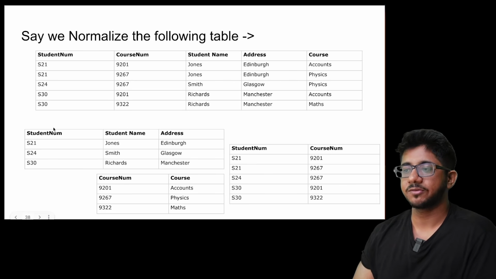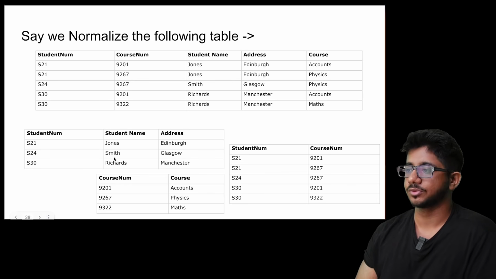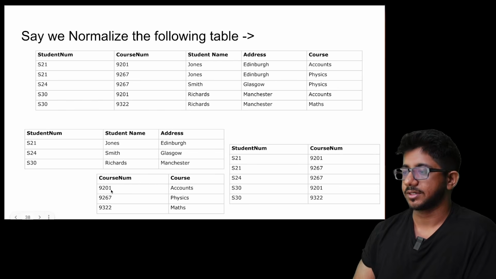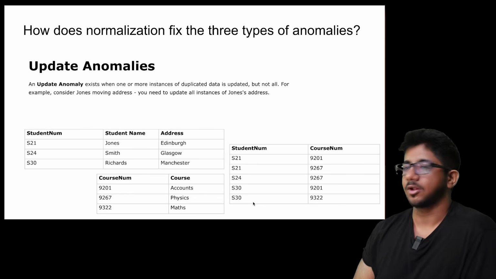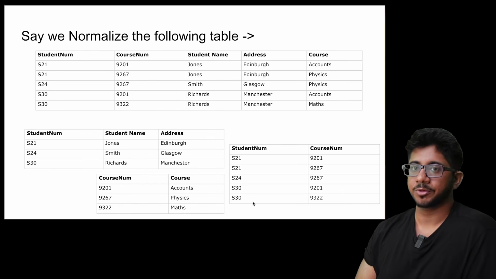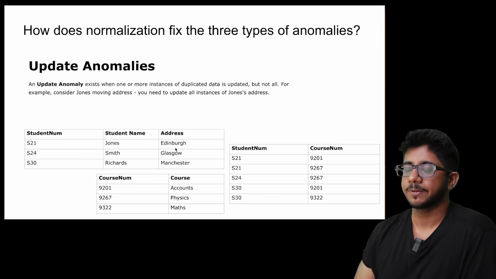A student number table, which contains student information like Jones, Smith, Richard, and the course numbers, and then which student is enrolled in which course. This is a separate table, right? You can say it's an enrollment table or things like that. Now, this solves everything for you. This is just in second normal form, but this already solves so many problems.